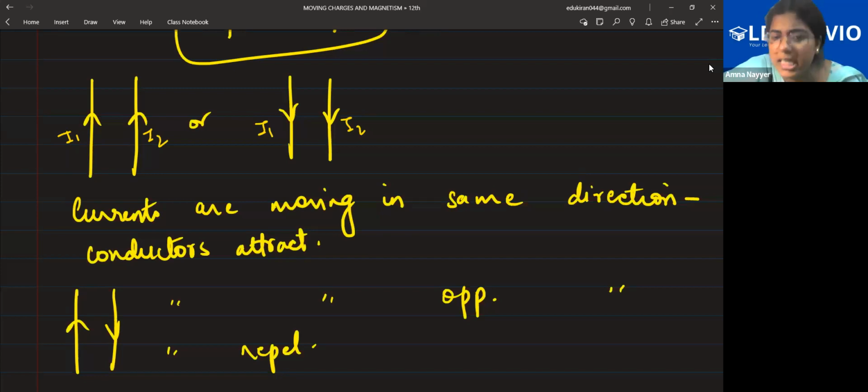That's it. So just remember, if they are moving in the same direction, either upwards or downwards, the conductors will be attracting each other. They'll be moving towards each other. Then you can analyze which one is moving towards left, right, I cap, J cap. That way you can adjust yourself. And if they are moving in the opposite direction, they will be repelling each other. So they'll be moving apart. So according to that, you can fit in the direction. So this is easier in this way, that you don't have to use the right hand thumb rule here. All right.